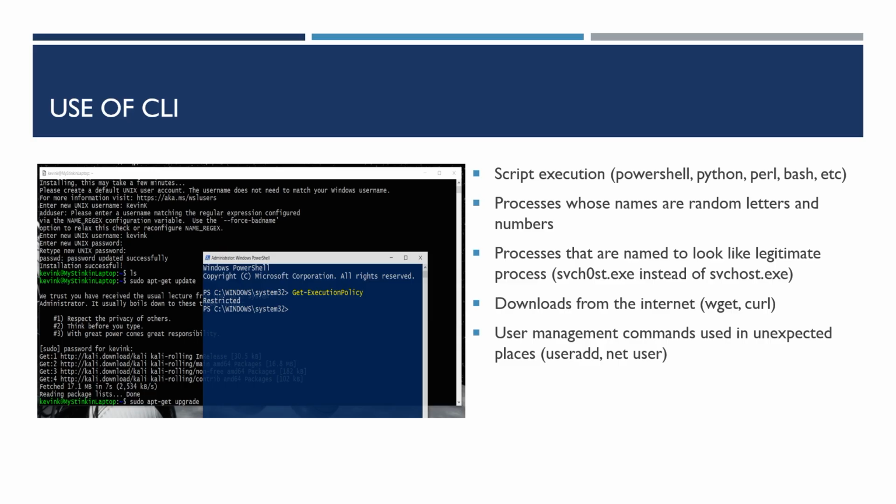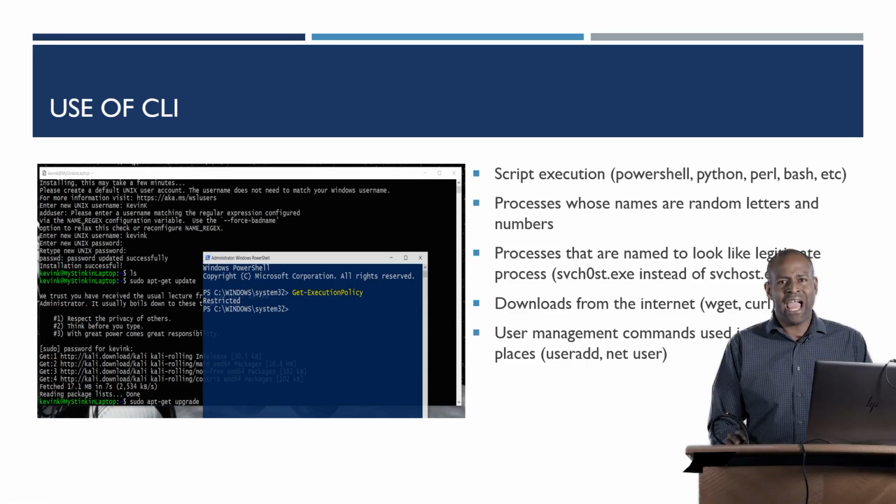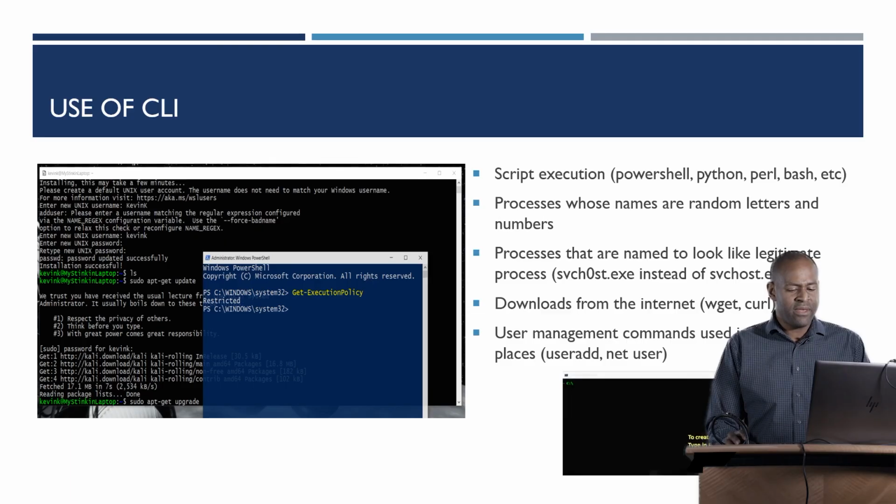Downloads from the internet, so you'll see commands like wget or curl that are being used to download from the internet, especially from devices that you would normally not expect that type of activity. User management commands that are executed from unexpected places, things like useradd and net user, Active Directory commands, etc. People who are trying to create accounts to escalate privileges. So that's use of CLI.